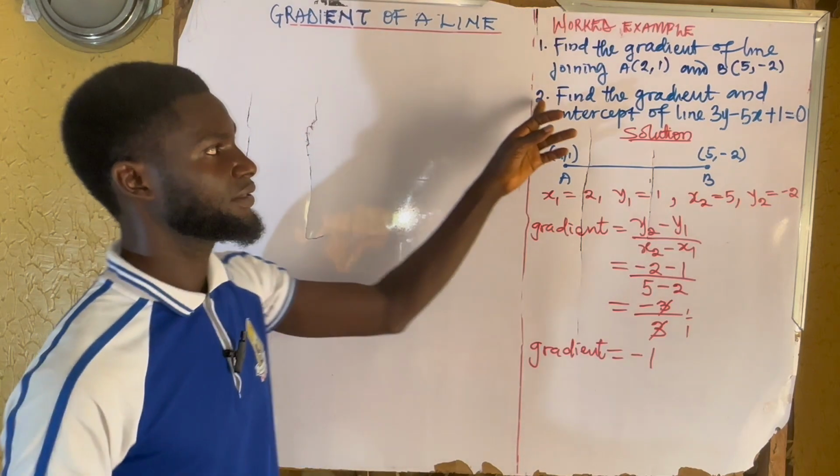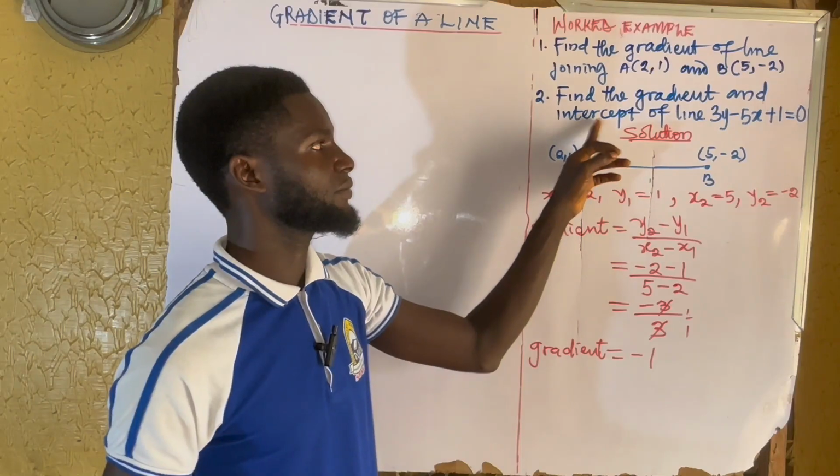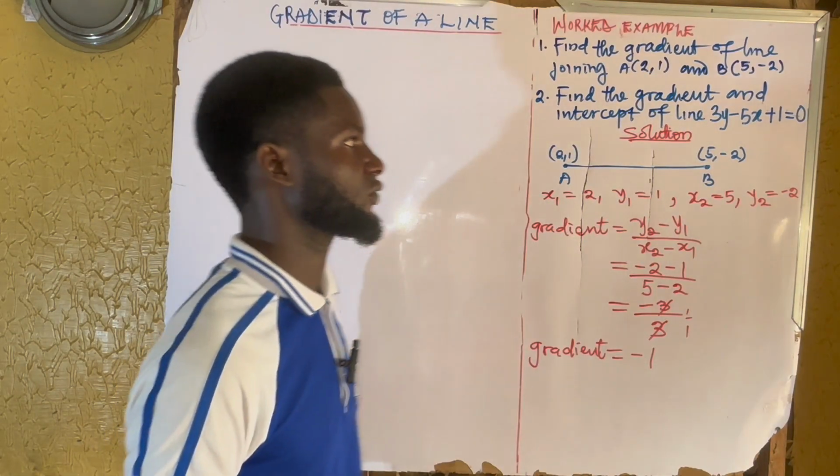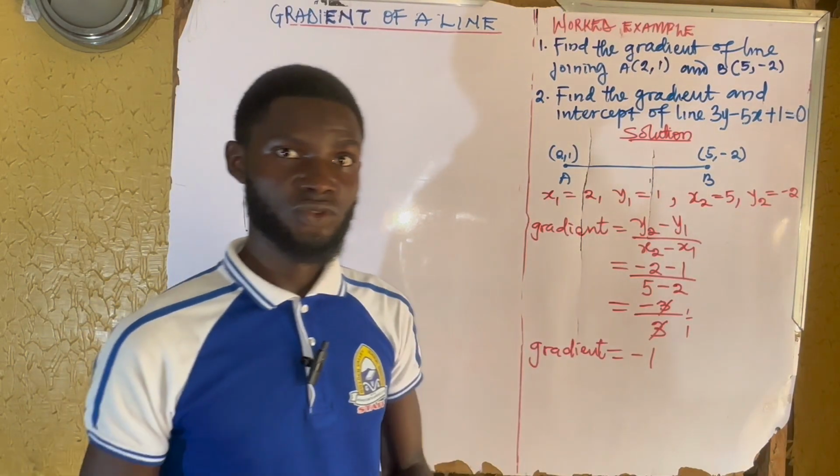We are to find the gradient and the intercept of line 3y minus 5x plus 1 equals 0.